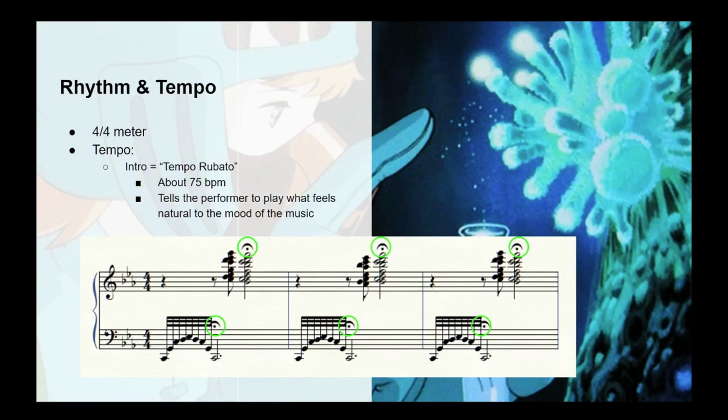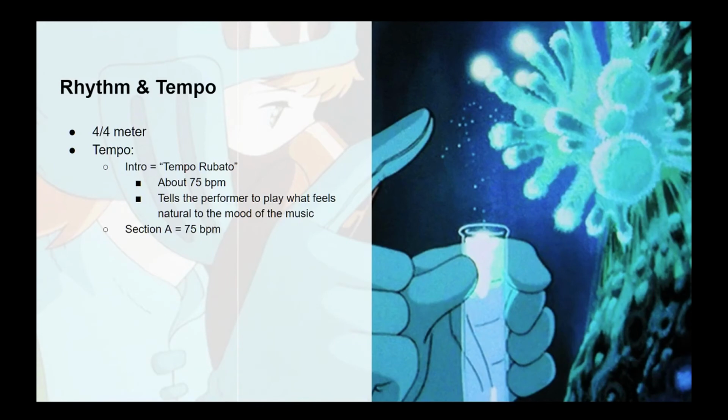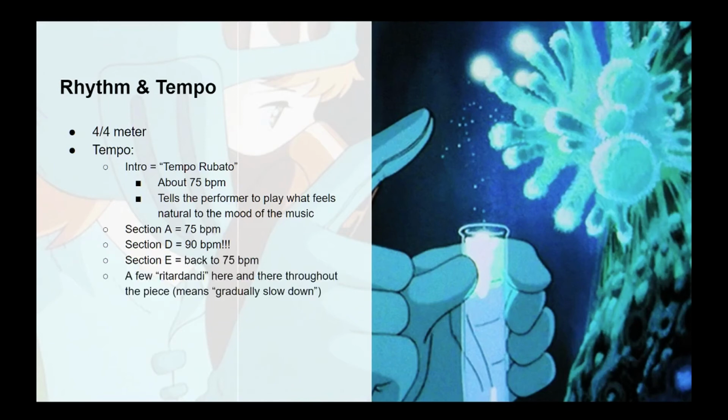We don't get our first specific tempo until section A, where we are finally told 75 beats per minute, which is much closer to what we're used to, a nice moderate tempo. But then, later in section D, we are told to increase the tempo to 90 beats per minute, which is the fastest tempo we've come across in all 4 pieces we've studied. It stays there for a full section before returning back to 75 beats per minute in section E, where it remains for most of the piece, barring a few ritardandi here and there.